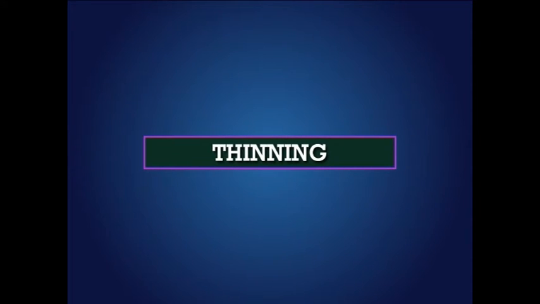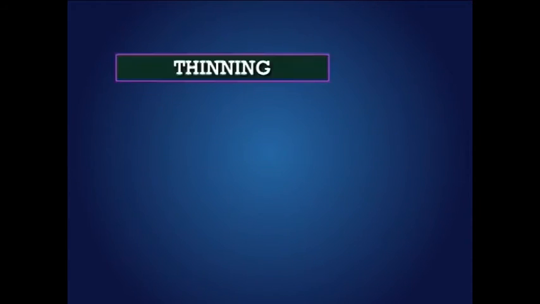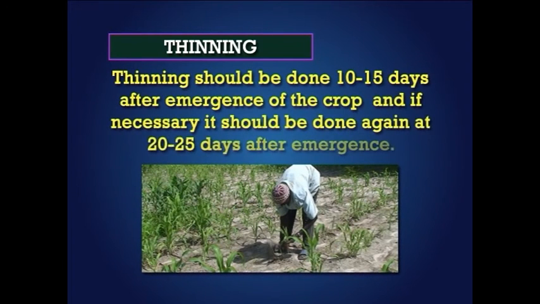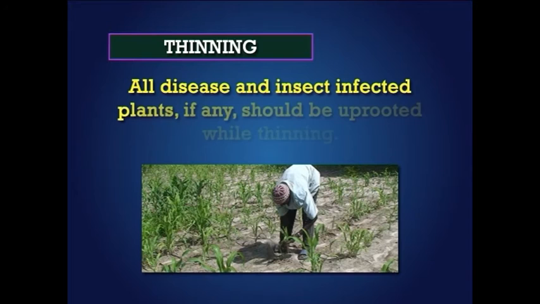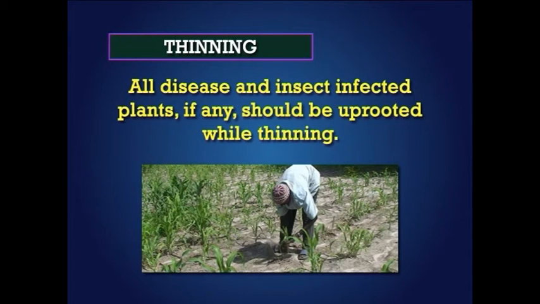Next is about the thinning operation. Thinning should be done 10 to 15 days after emergence of the crop, and if necessary, it should be done again at 20 to 25 days after emergence. All the disease and insect-infected plants, if any, should be uprooted while thinning.